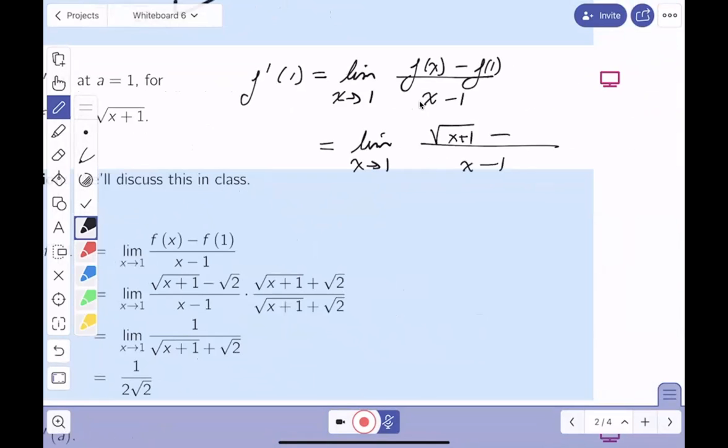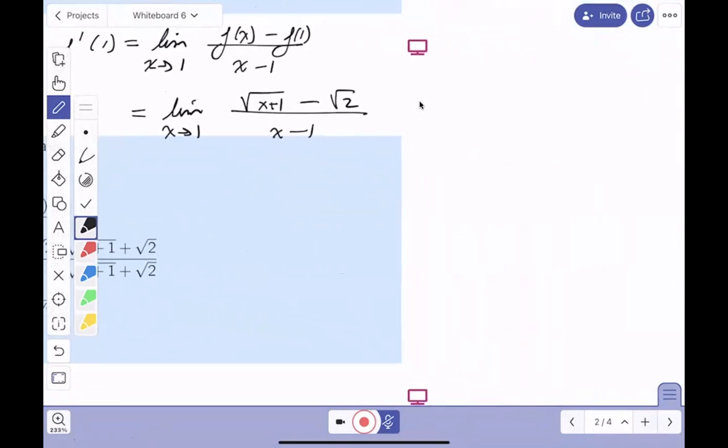Minus, well, if it's evaluated at 1, it'll be root 2. Well, I got a problem now. And the problem is I got to do something here. So I'm going to multiply top and bottom by the top's conjugate, which is root x plus 1 plus root 2. Root x plus 1 plus root 2. What do you get over here?